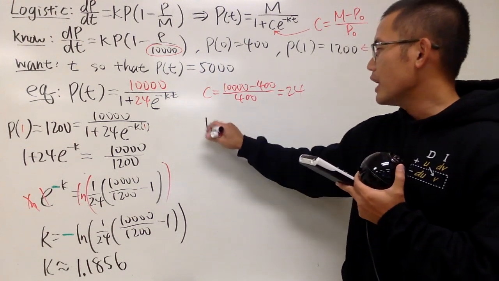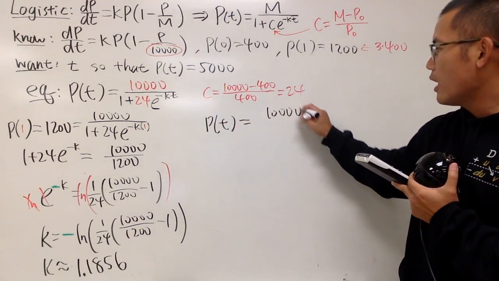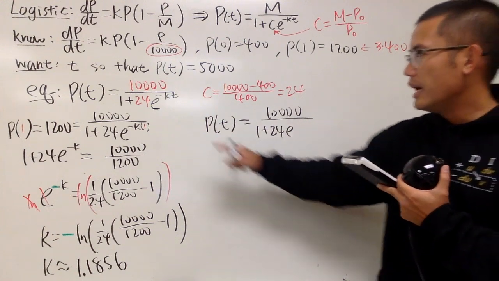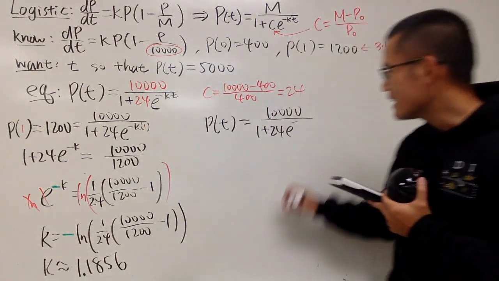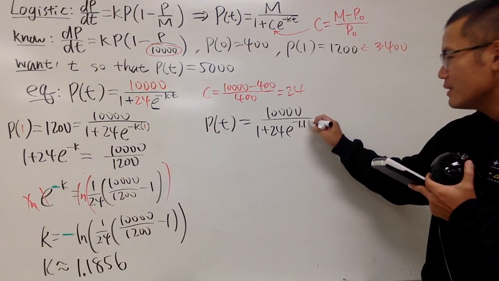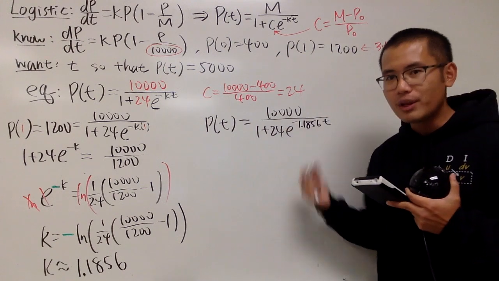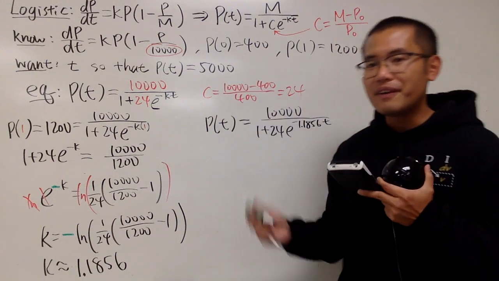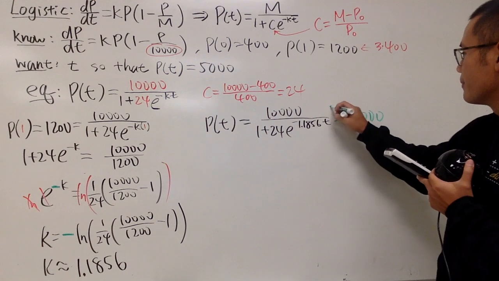And now we can of course put this back here, and then we can get the equation for p of t. So we have p of t being equal to 10,000 over 1 plus 24, and we have the e, and this is negative, don't forget about that, negative k, which is that 1.1856, and we have the t right here. So this right here is the equation. Now we have to set this to be 5,000. So I'll just make this equal to 5,000 right here.